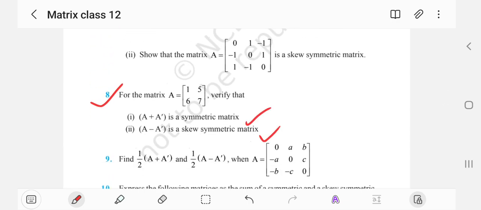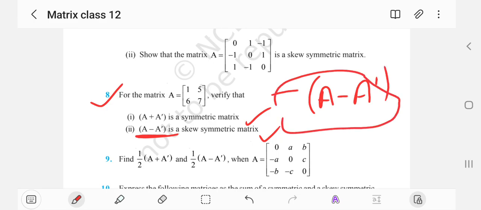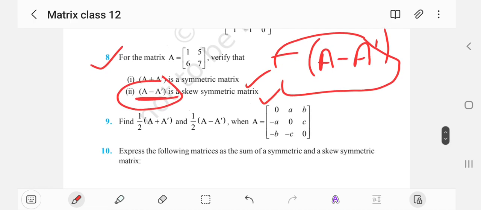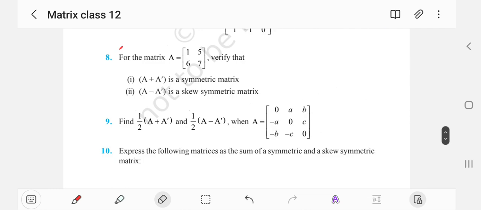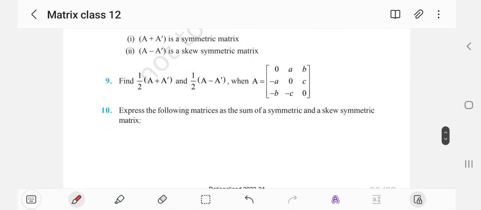Similarly, you can show that this is skew symmetric. How will you show it? You will first find this and then find this, and you will see that both are equal. Okay, fine. Now let's move to the next question.